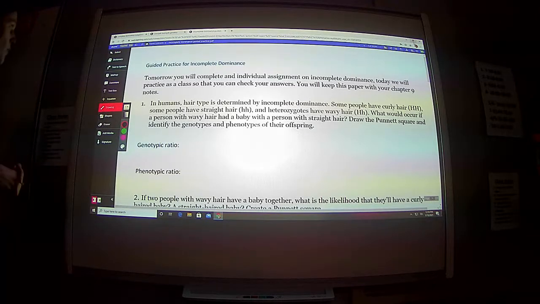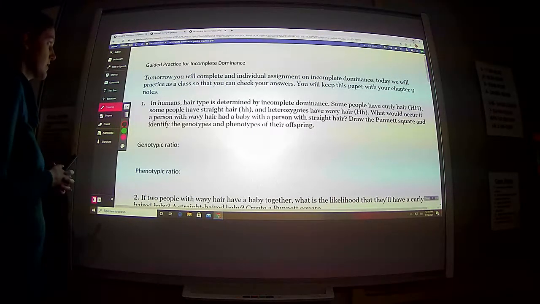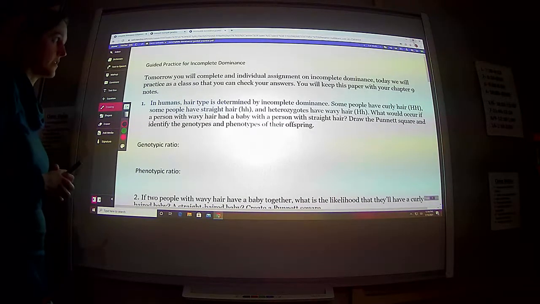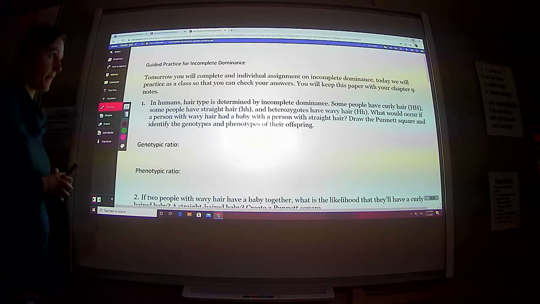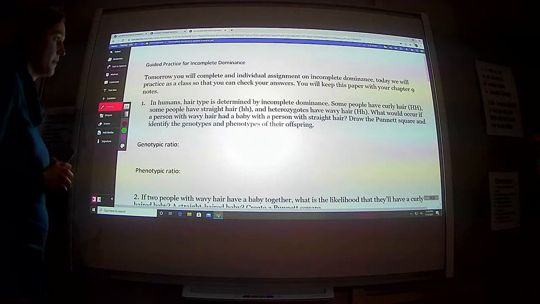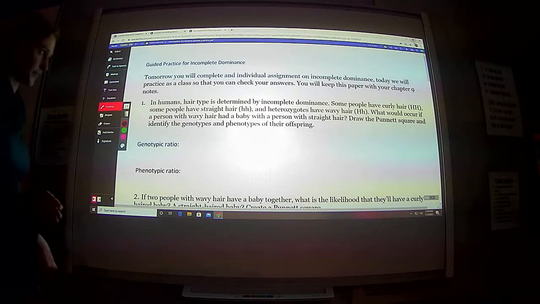So let's start with number 1 here. In humans, hair type is determined by incomplete dominance. Some people have curly hair, which is represented by 2 capital H's. Some people have straight hair, which is represented by 2 lowercase h's. And heterozygotes have wavy hair, which is 1 of each. What would occur if a person with wavy hair had a baby with a person with straight hair? Draw the Punnett square and identify the genotypes and phenotypes of their offspring.